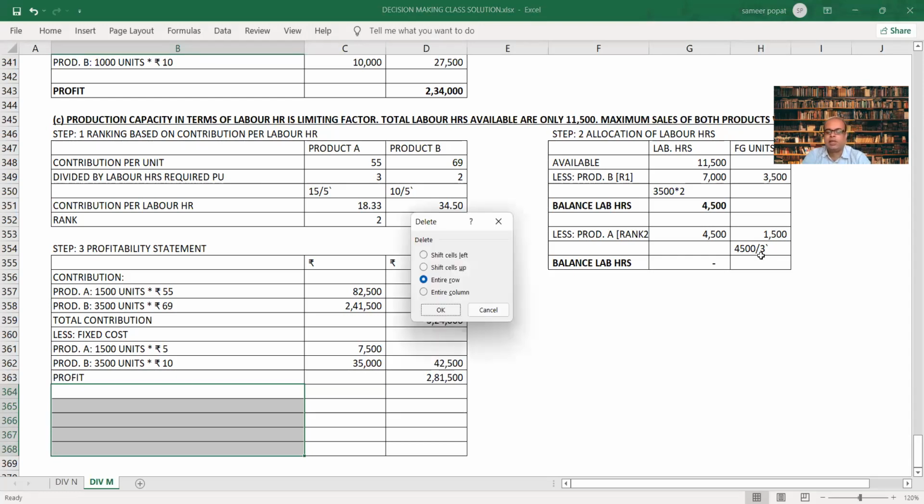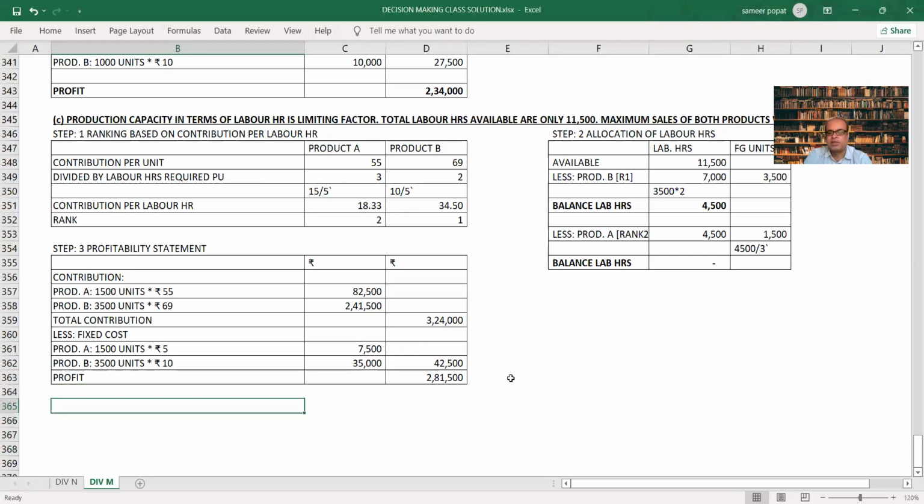So considering labor hour is a key factor, the maximum profit that you can earn is 281,500. If you check any other combination other than this 1,500 or 3,500, whatever combination is possible, you will not get profit more than 281,500. So this is the maximum profit if labor hour is available up to 11,500. Beyond this profit, any combination will not give higher profit. That is the meaning of these overall steps. So this profit is known as maximum profit or optimum profit based on the concept of key factor.